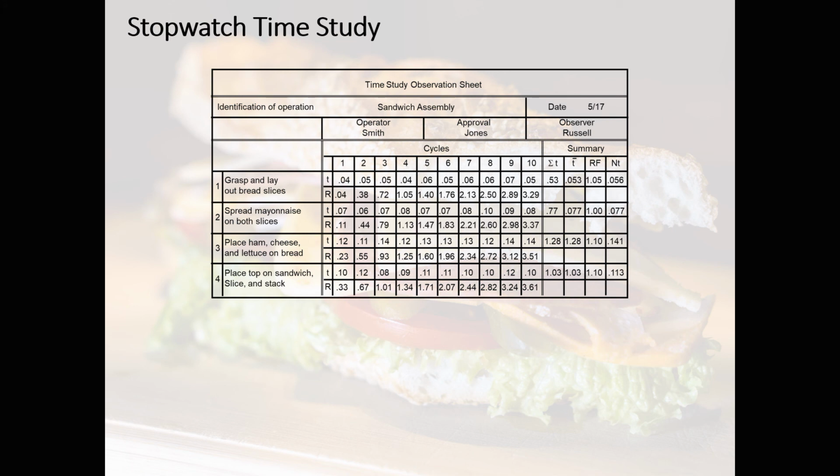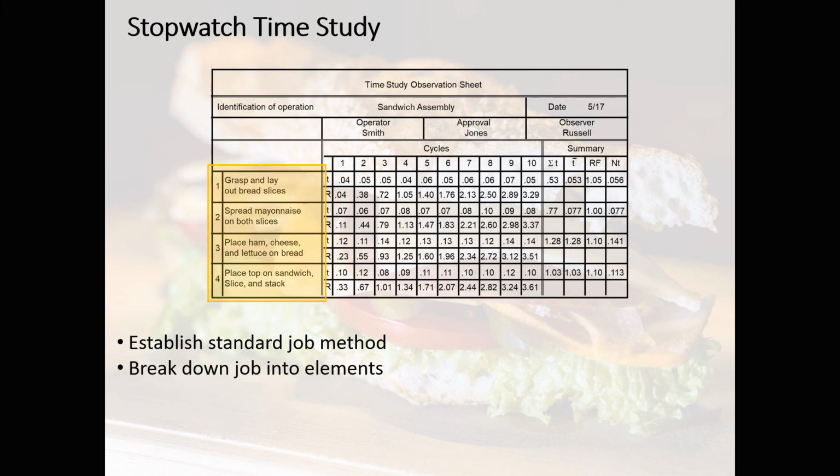Let's go over the process of a stopwatch time study. On the screen, you'll see a time study observation sheet. Again, in the process, we have to establish a standard job method using a motion study. In the observation sheet, you will see the elements broken down on the left-hand side. In this particular case, we have 4 different elements.